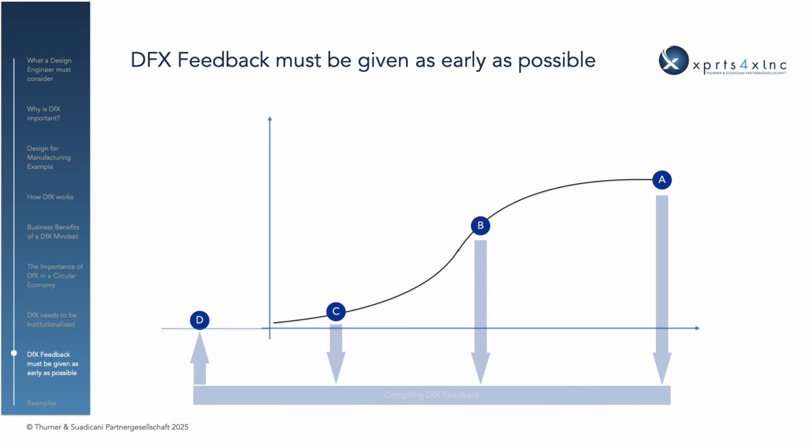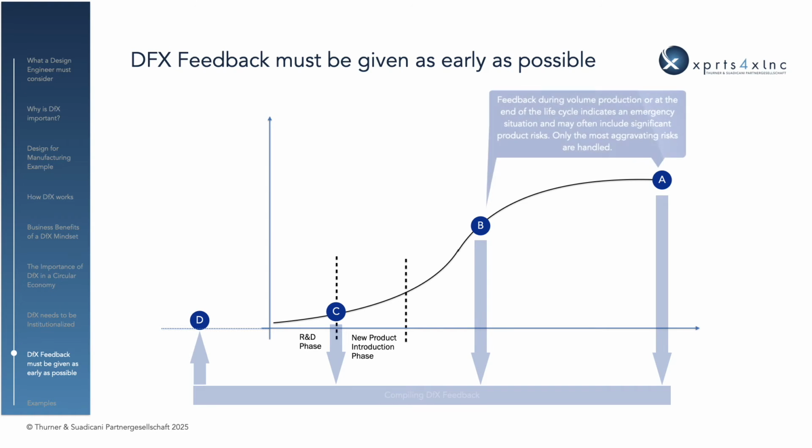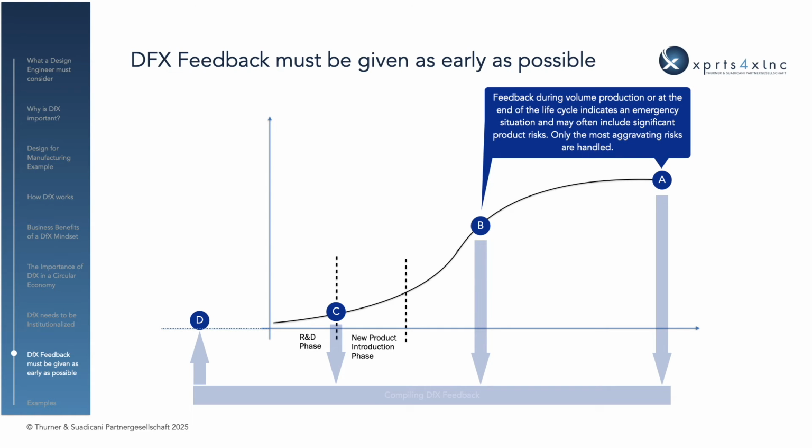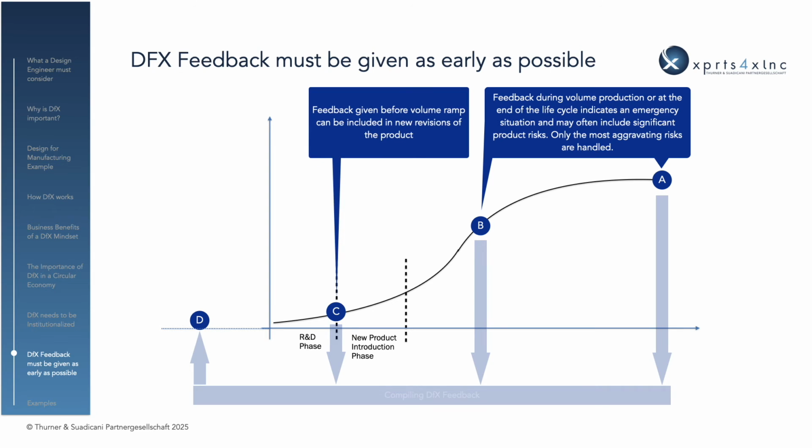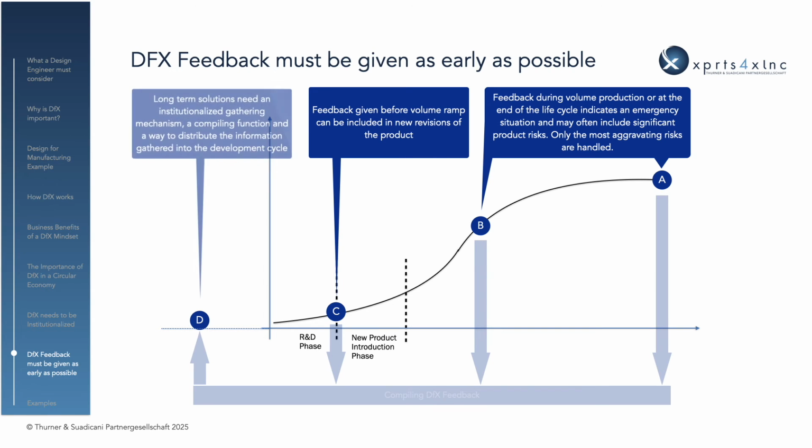It is essential that DFX feedback be provided as early as possible. Feedback that is not provided until the volume phase of a product is often only incorporated as a product change in an emergency, for example, in the event of recalls in the automotive industry or in the food sector. Such recalls are not only extremely costly, but also significantly damage the brand image. It is more advantageous to collect feedback at a very early stage, during development or at the latest before volume production, and to incorporate it into the design. This is the only way to ensure that an improved product version is realized before the market launch.